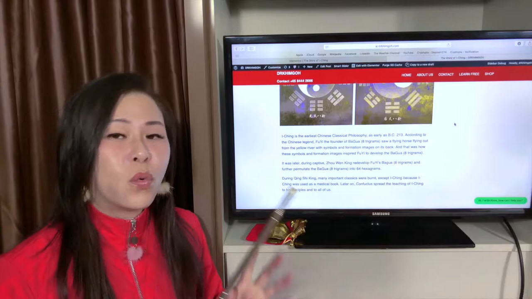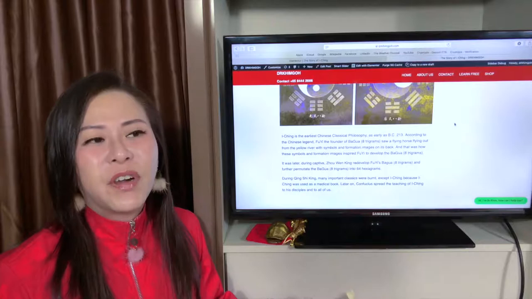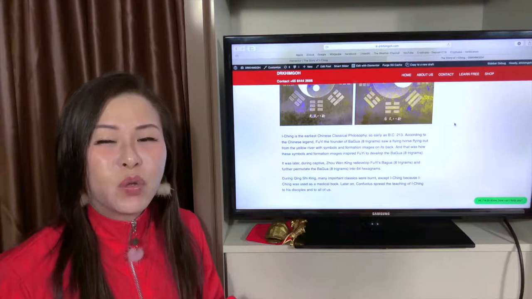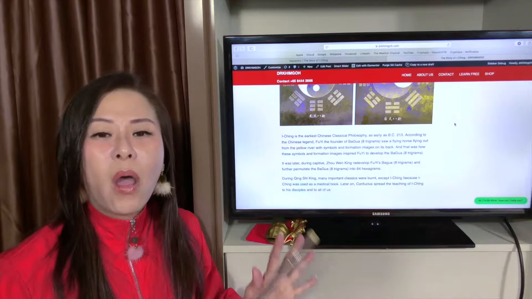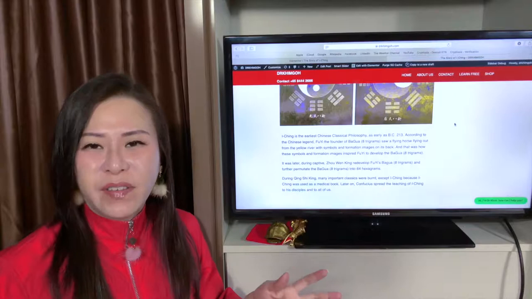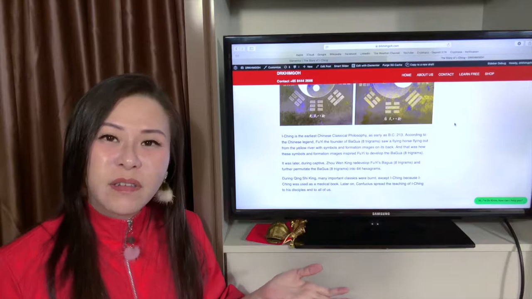Later on, King Wen of Zhou was captured and was in prison. There he rearranged FuYi's BaGua, and not only that, he further developed it. He permutated the BaGua, the 8 trigrams, into 64 hexagrams. After that came Confucius. Who is Confucius? 孔子, his name is 孔仲尼. I know some of you make fun of his name and call him Johnny Kong. He spread the teachings, and that's how you and I get to know I-Ching today.